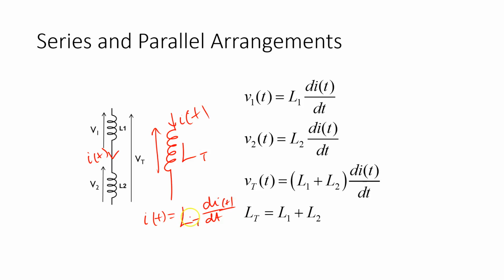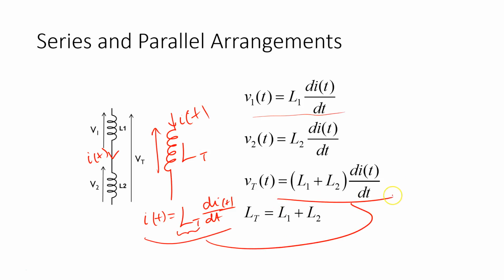So I want to find out what is this LT in terms of L1 and L2. What I'm going to do is write the VI relationship for each inductor individually. So V1 is equal to L1 di/dt and V2 is equal to L2 di/dt. And I know the total voltage across both of them is equal to the sum of the voltages. So I add them up and I get (L1 plus L2) di/dt. Now if I relate this to my equation, I'll see that LT is equal to L1 plus L2. So that is how we combine the inductors in series.